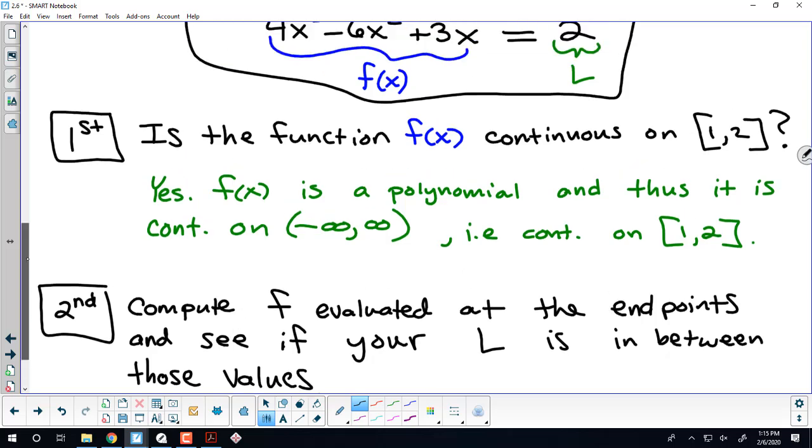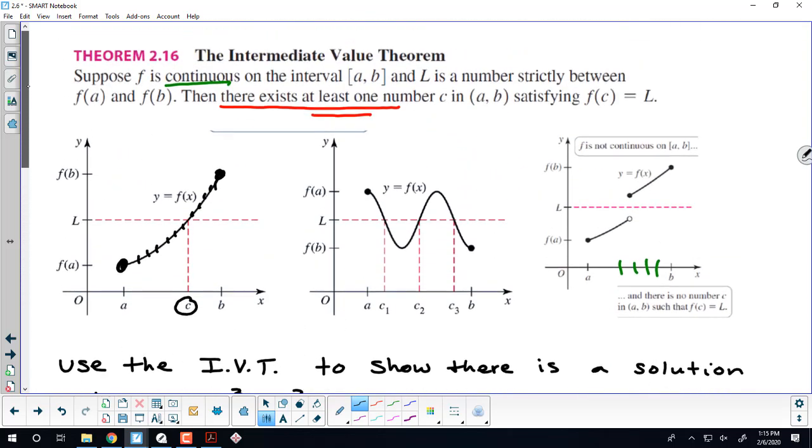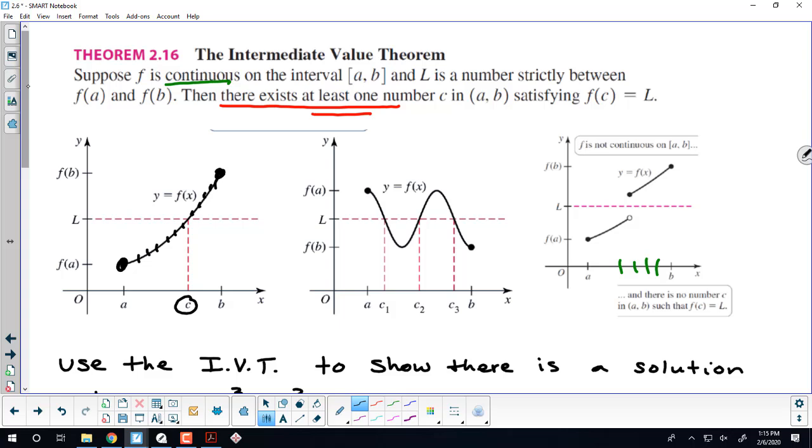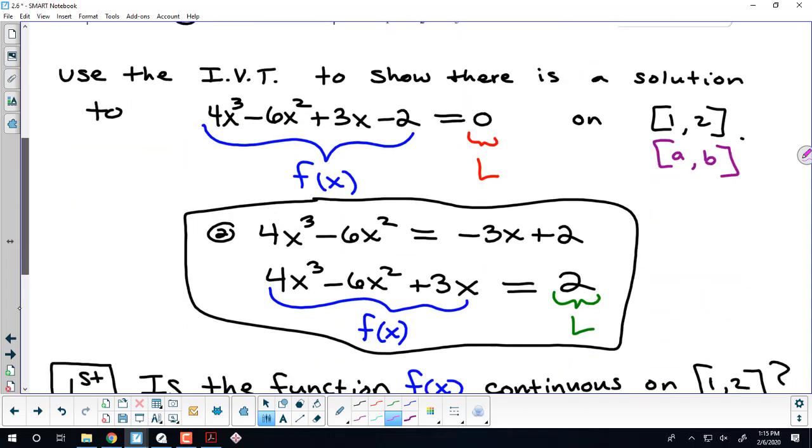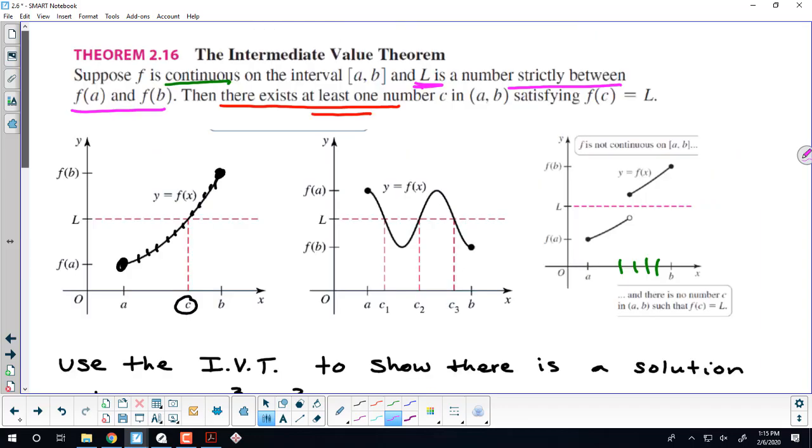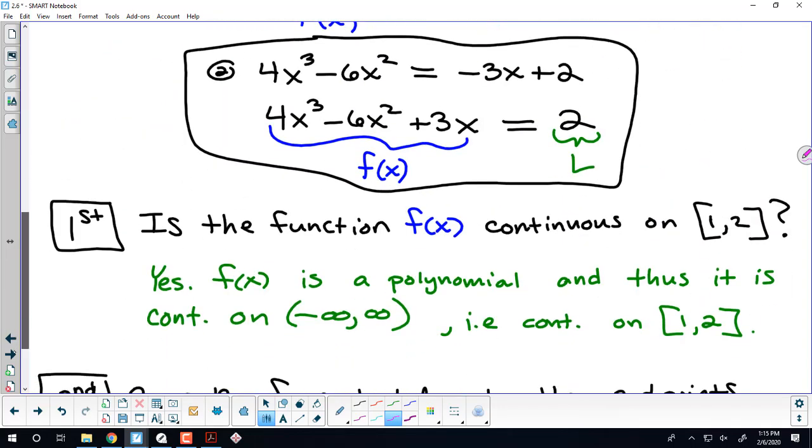So again, going up to the theorem just to point this out, it says if f is continuous on this interval, and we have this L between f of A and f of B, that's the next thing we have to check for. So we're computing f of A, which is 1, and f of B, which is 2.